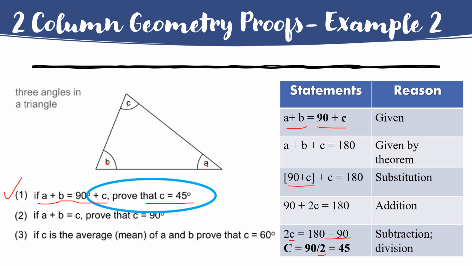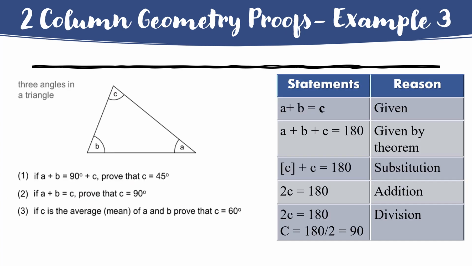Simple steps for what might sound complicated to you. Try to break it down into simple steps to help you get to the answer you need to get to. We will move on to another example. The next one is: if A plus B equals C, prove that C equals 90 degrees. So we're going to work this one now.